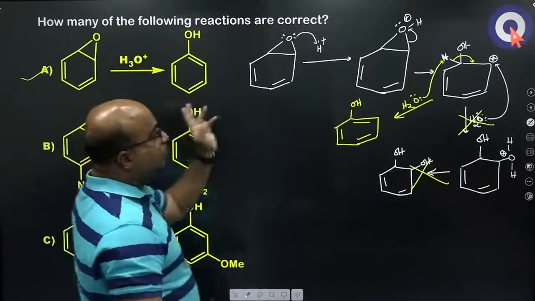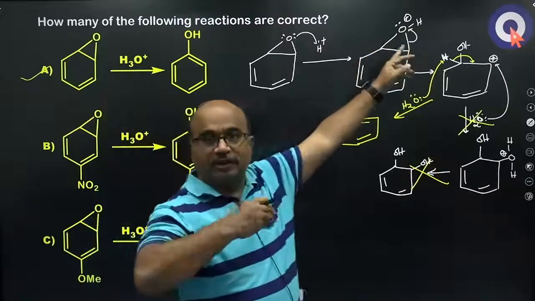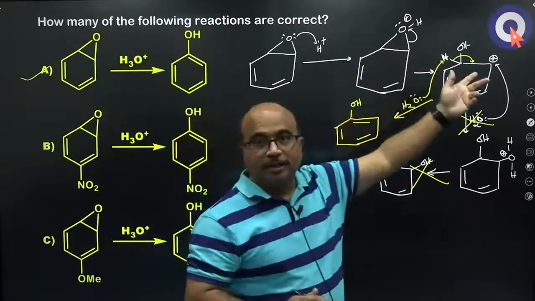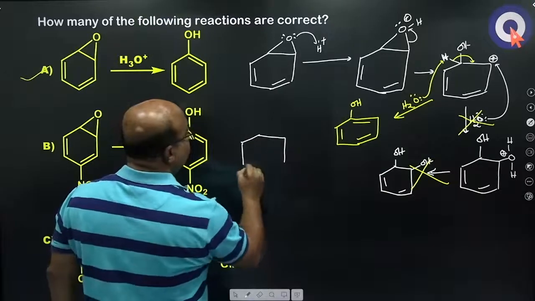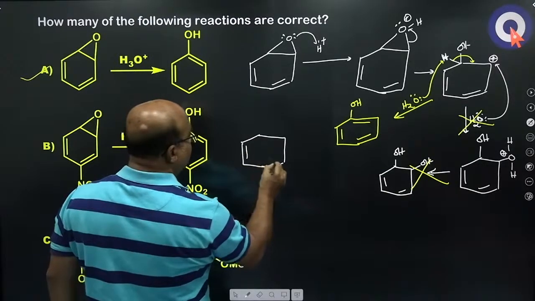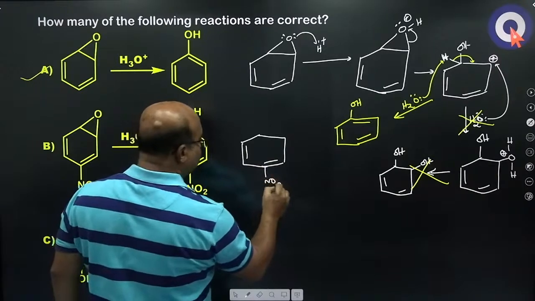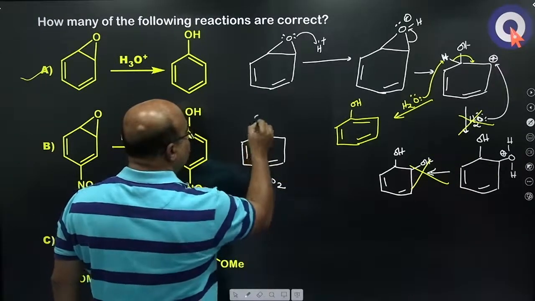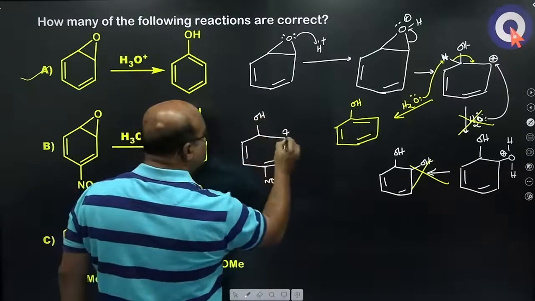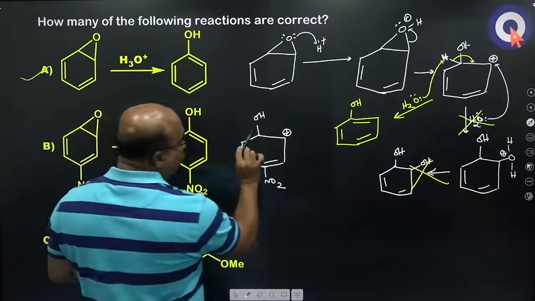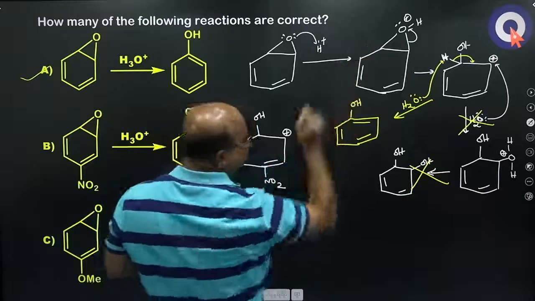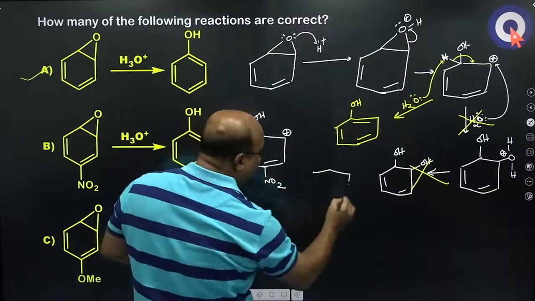Just do the same thing: add the H plus here, then open the ring. Where may you get the positive charge now? Suppose we have a double bond here and the NO2 group here. Suppose you get OH here and the positive charge here. What is the other possibility we had? You can open the ring on the other side now, so we may get this result maybe.